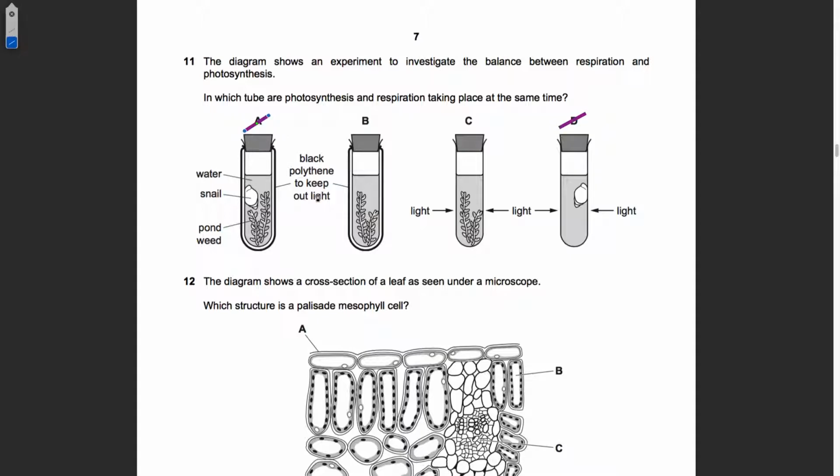So A is no. For B, we've got a plant again, which has the ability to photosynthesize. However, just keep a note of this. This is the important bit, really, of the diagram. Again, the light cannot get in. It's being blocked by the black polythene around the tube. So it'll be respiring, but it cannot carry out photosynthesis due to the fact there is no light. However, in C, we have a plant which can carry out photosynthesis, and we have light able to enter and supply the energy required for that process. So C is our answer for question 11.